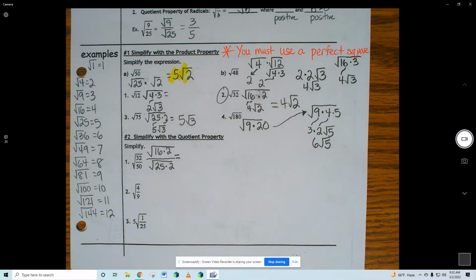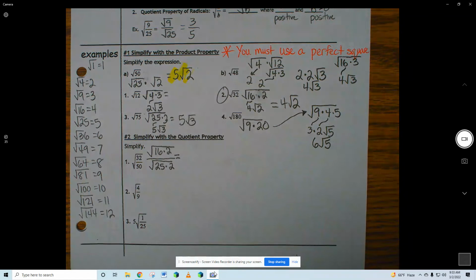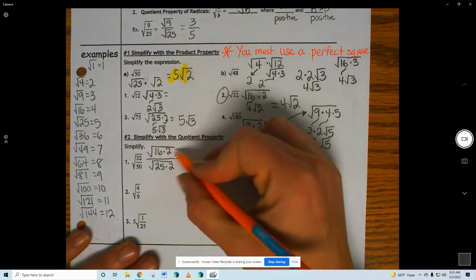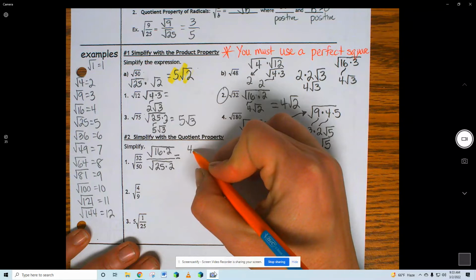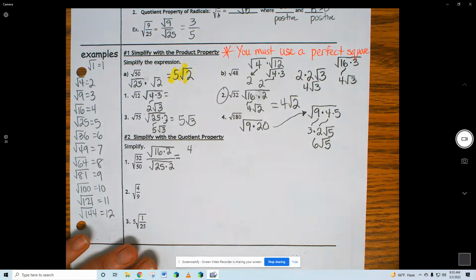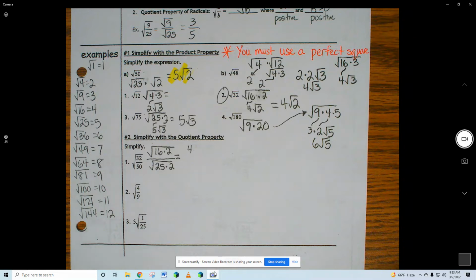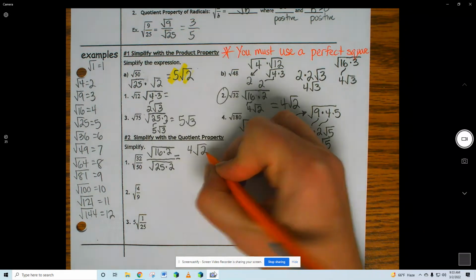You can take out a perfect square. What perfect square? I want new volunteers. So if you've already helped, take a break. Stay quiet. What's a perfect square in the numerator? Is it 16 or is it 2? 16. What does 16 come out as? 16 comes out as 4. What do I do with the 2 that's still there? Stays. Someone said stays. Okay, 4 root 2.